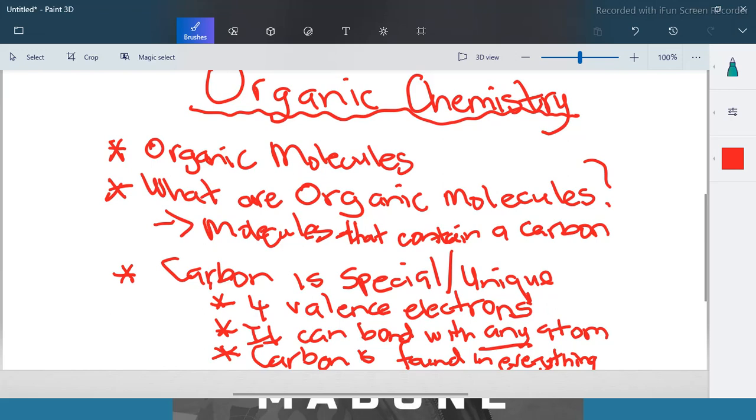It's very unique, right? That's why they want us to learn about organic molecules, because organic molecules are molecules that have a carbon. And why do we have to learn about this carbon in particular? Because it is very special and unique: it has 4 valence electrons, it can bond with any other atom, and it's found in everything. So if this thing can be found in everything, we have to know what makes it so special. Hence, we are learning about organic chemistry.